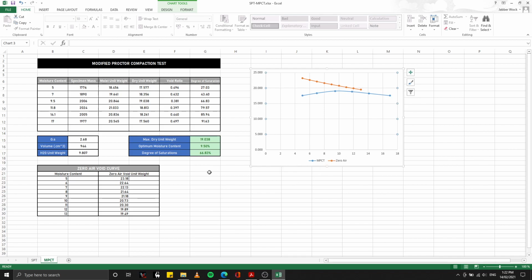So, yan lang ang modified Proctor compaction test and how to calculate the values.